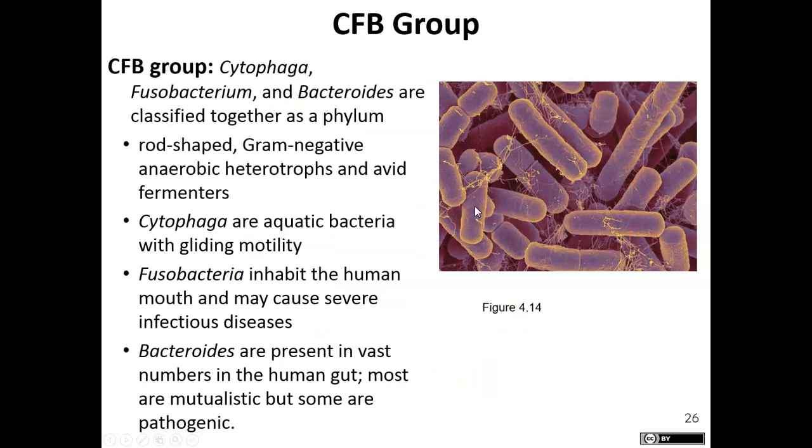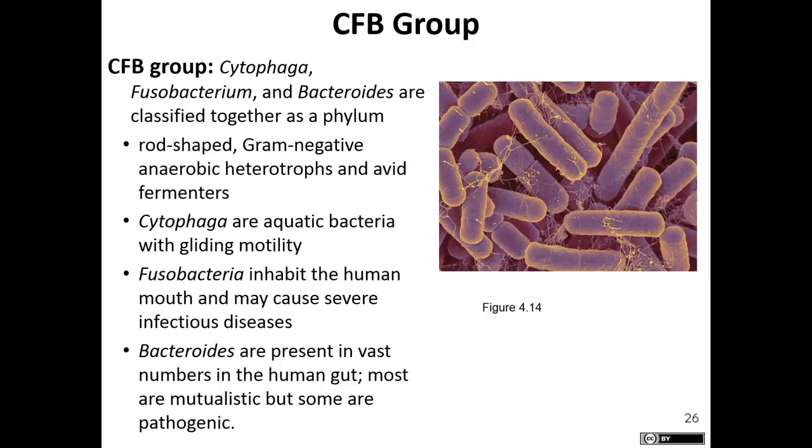The next group are the CFB group, which includes your cytophaga, fusobacterium, and bacteroides. They are all rod-shaped gram-negative bacteria. They are anaerobic, and they are heterotrophs, but their environment differs. Cytophaga are aquatic, and they're always going to be found in water, whereas fusobacterium can be found in the mouth. Fusobacterium can potentially cause diseases of the mouth.